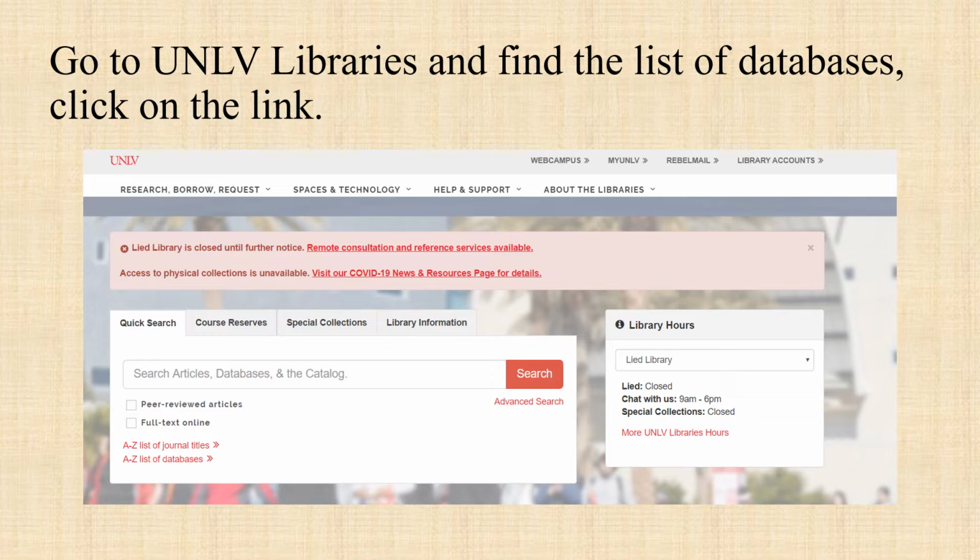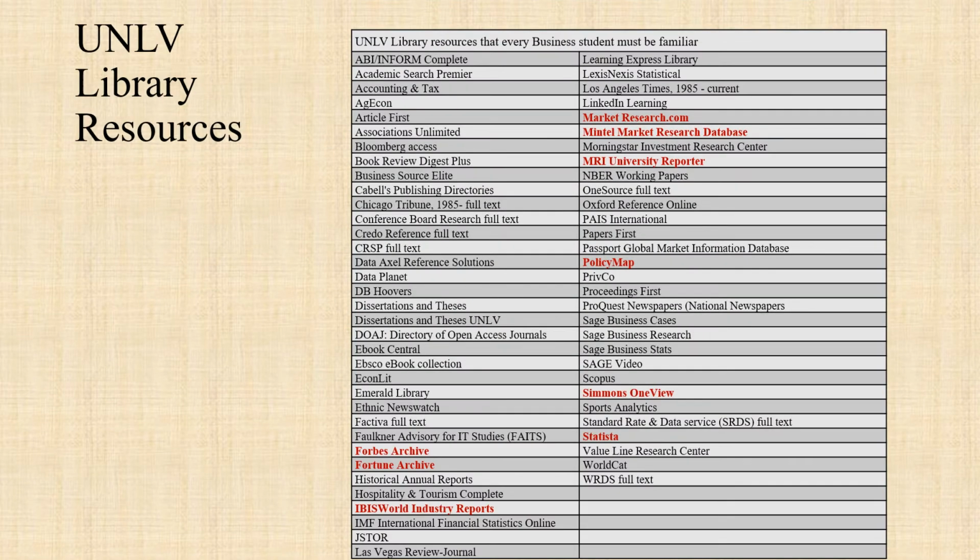And in this page, you'll notice that it says at the bottom left, A to Z list of databases. Click on that, and then when it says topics, click on the topic that is business, and you'll find that there are 61 different databases that the library has identified as valuable for business and business students. Here's a list of some of the things that are included in that list. I have highlighted things that we use on a more regular basis, but all of these are valuable, and they're all valuable for different reasons.